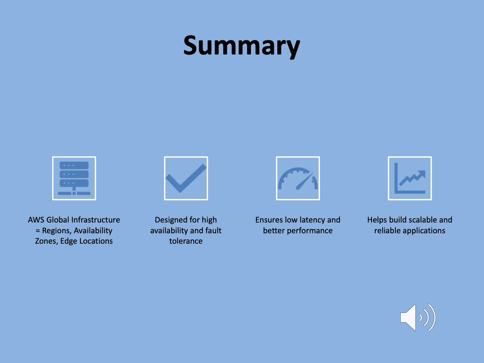To summarize, AWS global infrastructure consists of regions, availability zones, and edge locations. Regions are geographical areas, availability zones are isolated data centers within a region, and edge locations help deliver content closer to users. This architecture is designed to provide high availability, fault tolerance, and low latency, enabling us to build scalable and reliable applications.